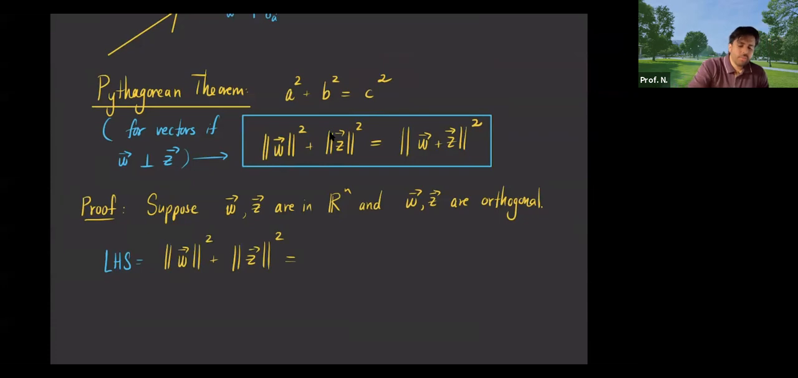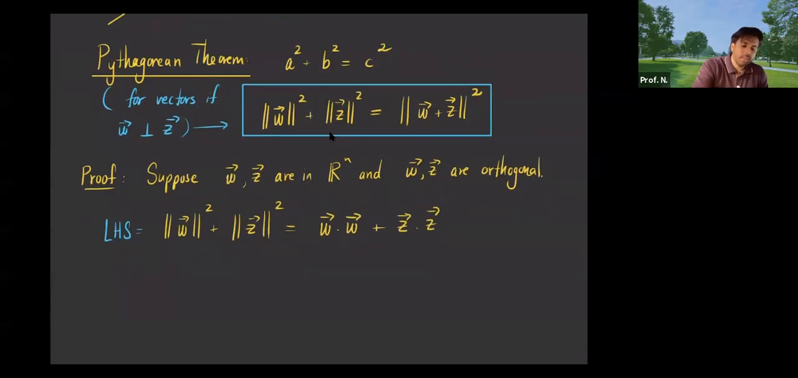What does the norm of W squared equal? What's another way to rewrite this? W dot W, that's right. So we got W dot W plus Z dot Z. That's the left-hand side, right? This is the left-hand side.